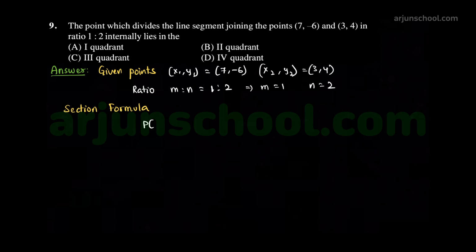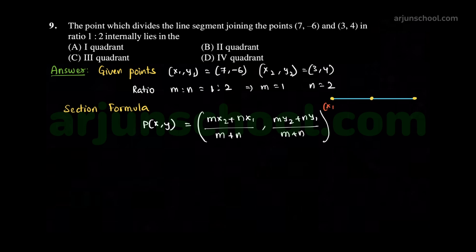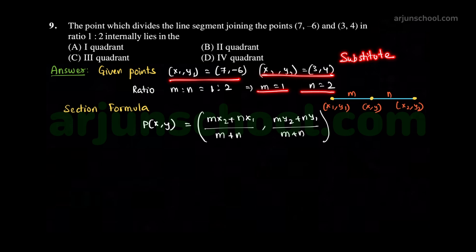Now let us write the section formula, where a point P(x, y) divides the line segment joining the points (x1, y1) and (x2, y2) in the ratio m:n. P(x, y) is equal to ((mx2 plus nx1) by (m plus n), (my2 plus ny1) by (m plus n)). Now let us substitute these values: (x1, y1) is (7, -6), (x2, y2) is (3, 4), m is 1, n is 2 in the formula.